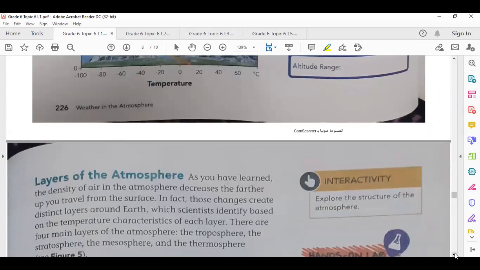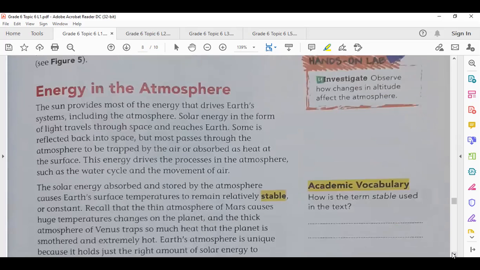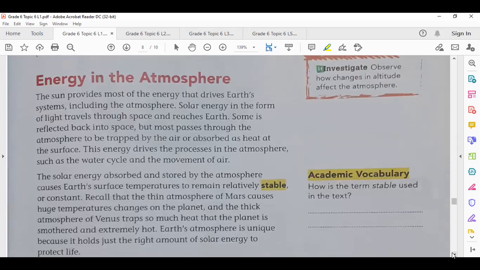Okay, let's go to the next page. It talks about the layers of the atmosphere. Here they are again: troposphere, stratosphere, mesosphere, and thermosphere. Of course, the energy in the atmosphere, most of the energy comes from the sun, as you know.